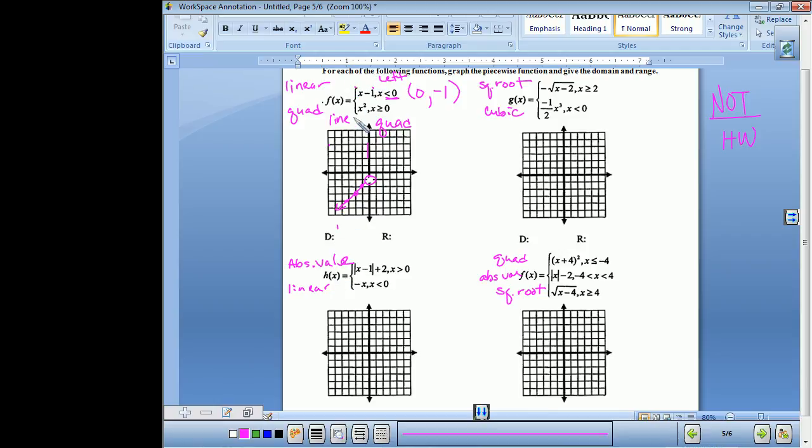Okay, so that's my left side, which was the line. Now, this second piece, the quadratic, is on the right because that has greater than. Same thing though, you plug in the 0. This is my x value where it starts. And 0 squared is 0. So there's a point right here at 0, 0.